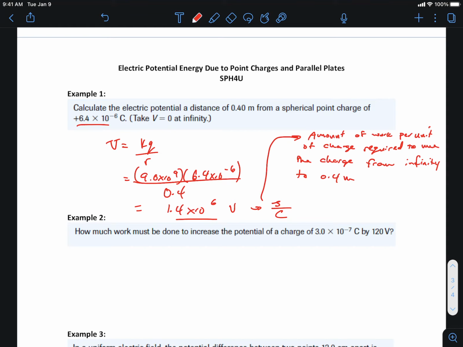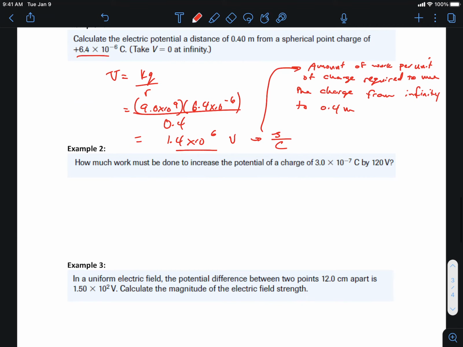So let's take a look at number 2 here. What we're going to do, I'm just going to show you how to apply some of these equations based on the scenario. So how much work must be done in order to increase the potential energy of a charge of 3.0 times 10 to the negative 7 coulombs by 120 volts?